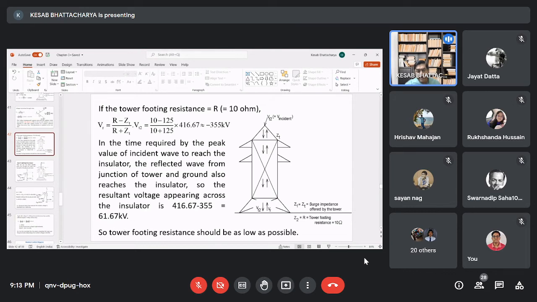Now, had the value of R been even less, say for example 5 ohm, then what would have been the magnitude of this reflected voltage? You just find out yourself. Someone should calculate. Has anybody calculated?